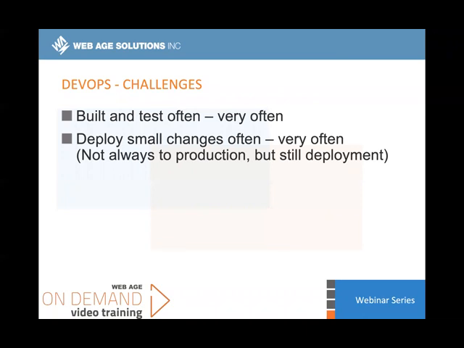And a side effect of this is we also want to be able to deploy small changes often. Again, very often. Now these changes are not always going to go to production. Well, they'll go to production once in a while. But before they go to production, they'll go into other environments like a SIT, QA, some test environment, UAT, whatever it happens to be. And they'll be deployed in that environment very often. So this focus on being able to deploy small changes is important, and this is important for an architect.